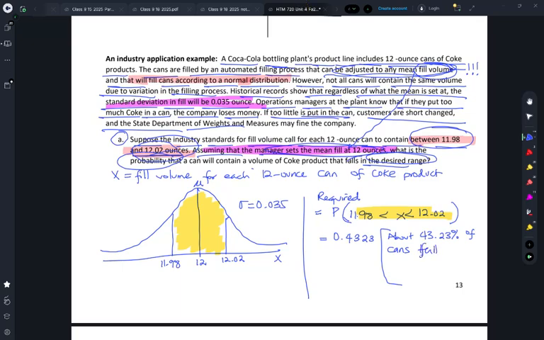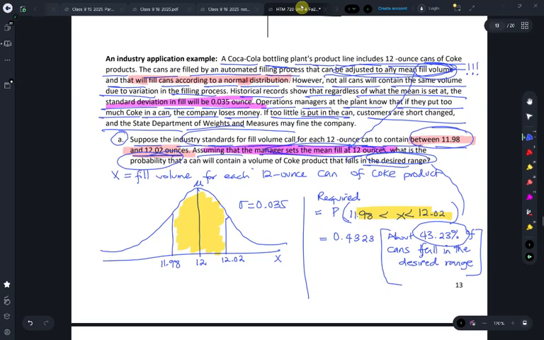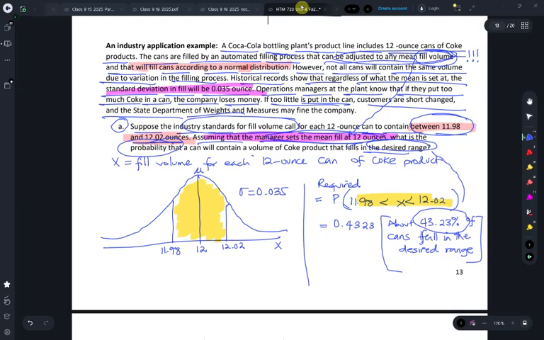Fall in the desired range. This is definitely a cause for concern. This is under what? 50%. Is meeting what the industry standards say should be for the fuel volume. How can we adjust this process? How can we apply statistics to make an informed decision here? Well, we might need to reset or recalibrate the automated filling process. Well, we can adjust the mean fuel volume to a different mean, to see if it results in a change in that percentage.